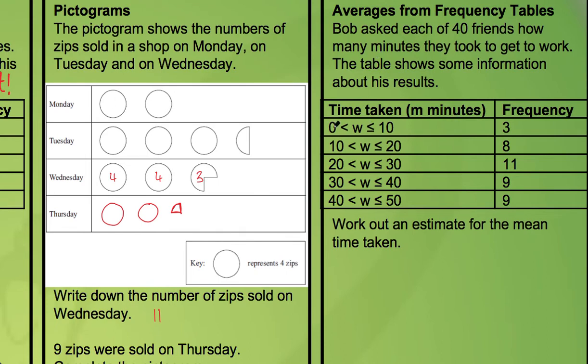So when we're doing averages from frequency tables, we write down the midpoint of each column. 0 to 10 is 5 of each class, 10 to 20 is 15, 20 to 30 is 25, 30 to 40, 35, 40 to 50 is 45. I then do the frequency multiplied by the midpoint. I am estimating that 3 people took 5 minutes, 8 people took 15 minutes, etc. So 3 times 5 is 15, 8 times 15 is 120. This is often represented as f times x, by the way, frequency times a midpoint called x.